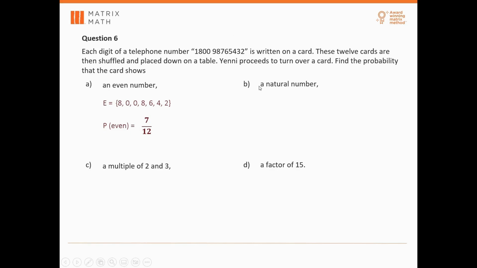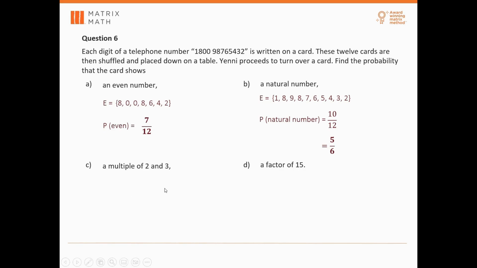Okay, then a natural number. What's a natural number? Natural number starts from 1. You don't include 0. 0 is not a natural number. It's a whole number starting from 1. So there are 12 numbers, right? So basically all the numbers except 0. So there are 10 numbers here. Then the probability of getting a natural number is 10 out of 12. And you simplify, this is 5 out of 6.